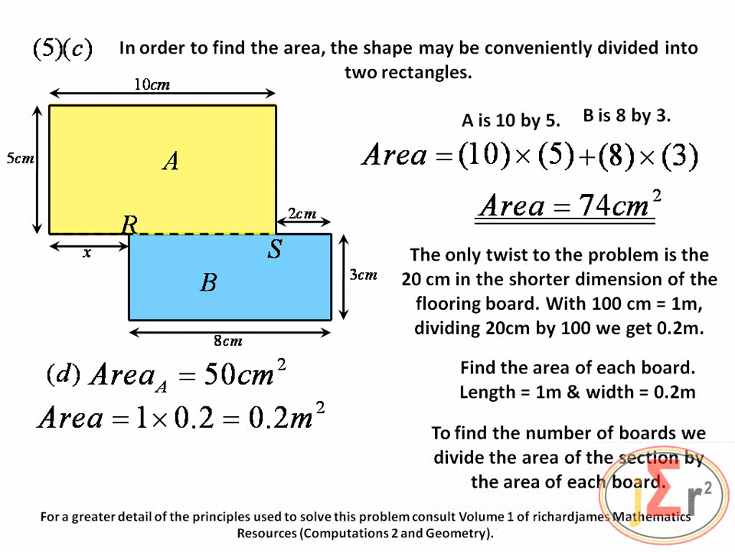So to find the total number of boards, we will divide the area of the section by the area of each board. So 50 divided by 0.2 is equal to 250.